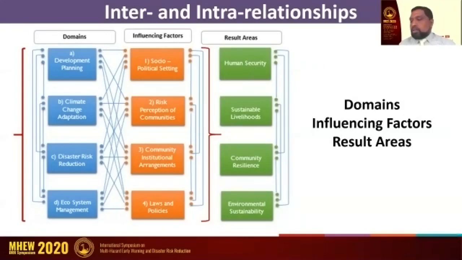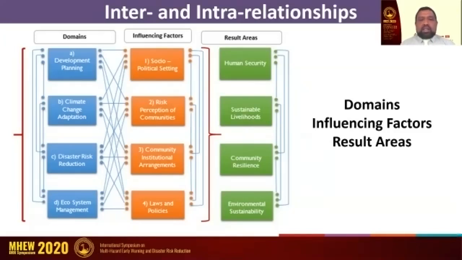So, especially human security, like protection of life, freedom from injuries, freedom from fear, access to basic needs, and improved health and well-being could be ensured through these influencing factors. Then the second result area is sustainable livelihood. It will ensure uninterrupted livelihoods with continuous supply of inputs, store and marketing facilities.